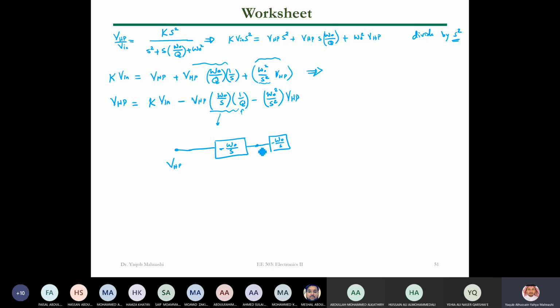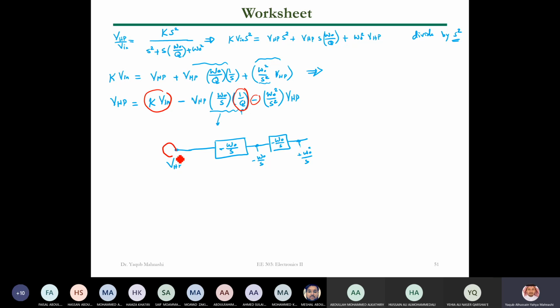So this one will give me minus omega over S. This one will give me minus omega squared over S. But here I have what? Sorry, this is plus. Negative plus. But here I have a negative sign. This is a negative sign, and we are still missing 1 over Q, and we are still missing this one.